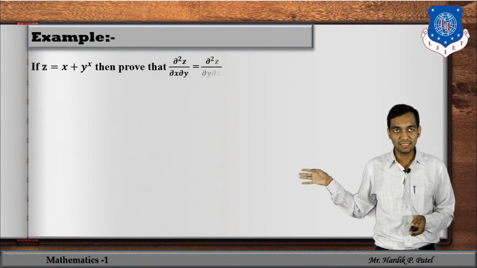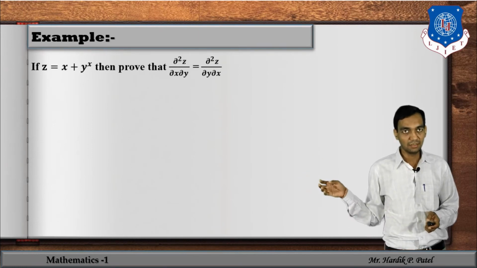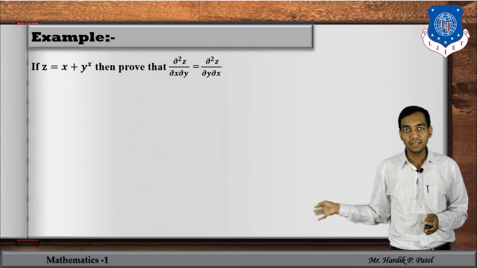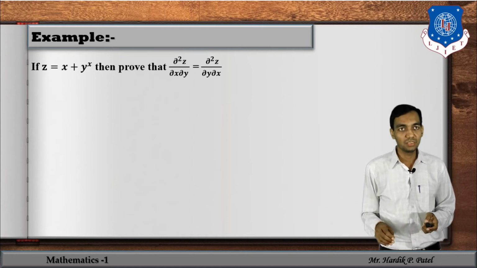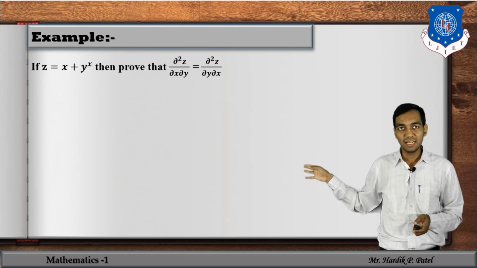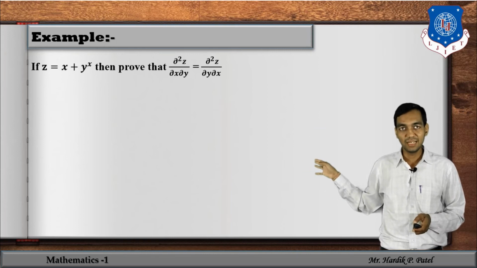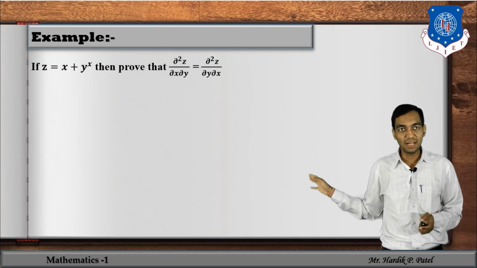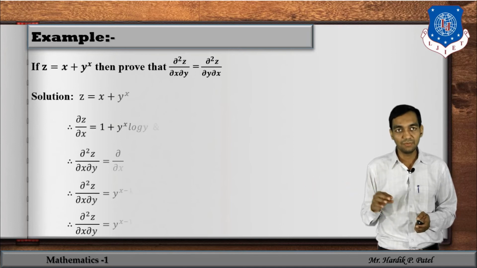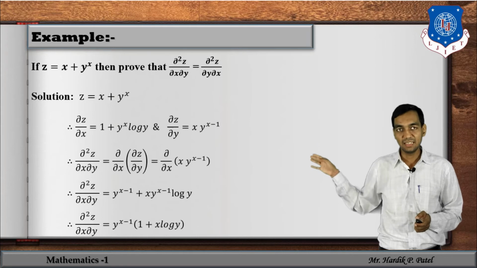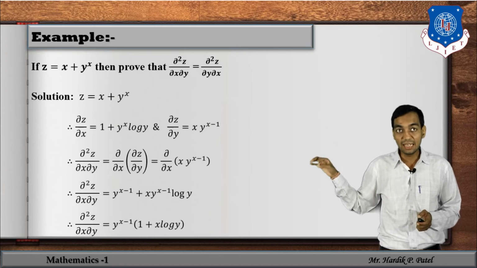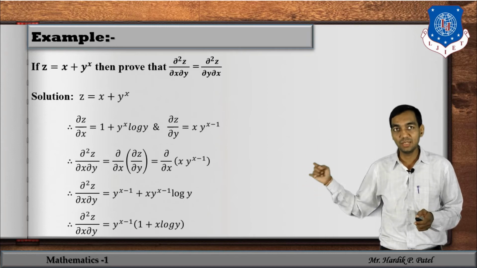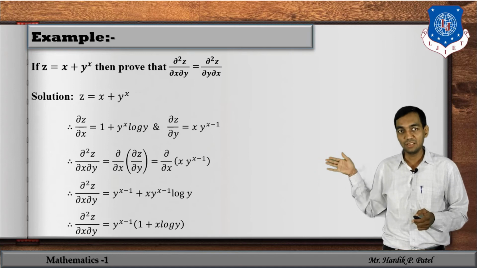Suppose z is equal to x plus y raised to x. Then del square z upon del x del y is the same as del square z upon del y del x. So first we are going to start with differentiating with respect to x and y. Del z by del x: x has a derivative 1, and for y raised to x, y is treated as a constant, so it is a raised to x form. a raised to x has a derivative a raised to x into log a, so here you have y raised to x into log y.